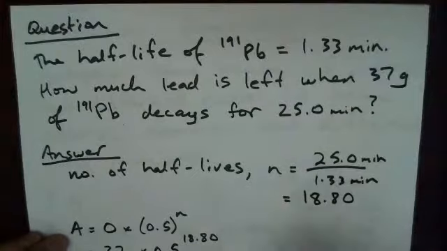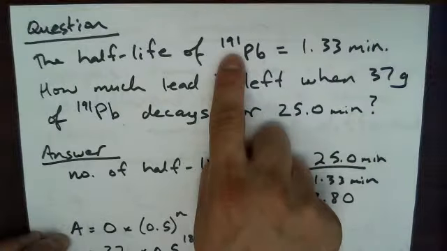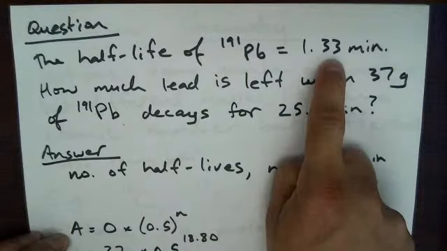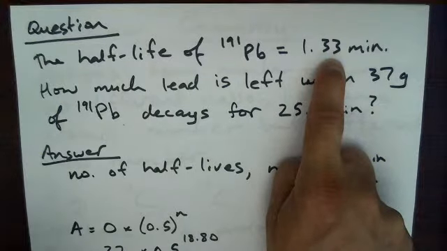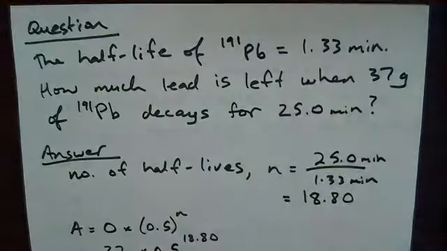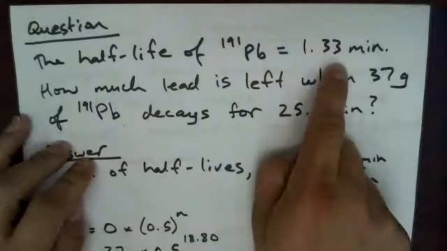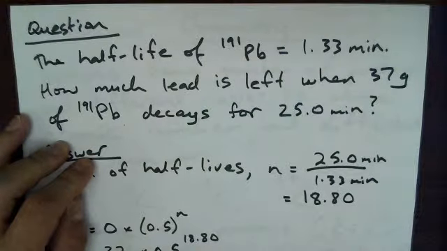Just to do another quick example. The half-life of lead 191 is 1.33 minutes. Sometimes half-lives are fractions of a minute or even just a fraction of a second. Sometimes they're billions of years. Some radioactive decays have half-lives of billions of years, or at least millions. So the half-life varies a lot. But let's have a look at this 1.33 minutes for a half-life.